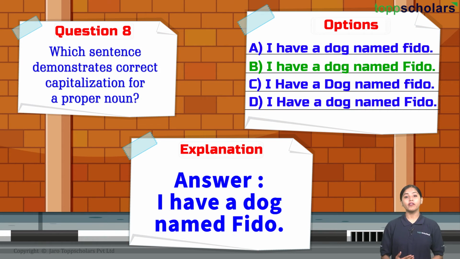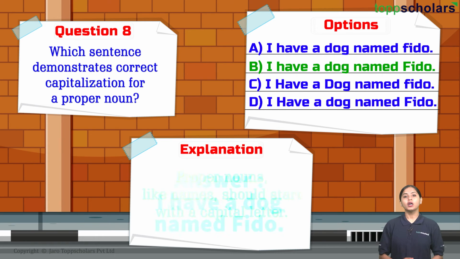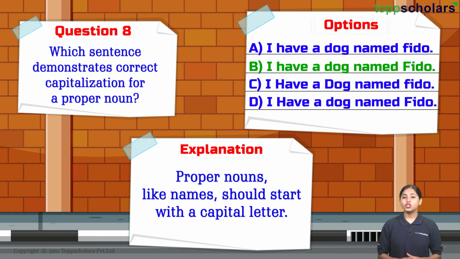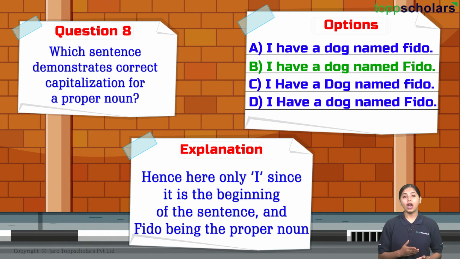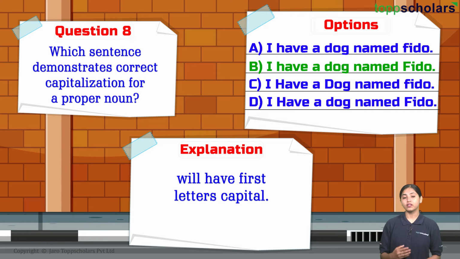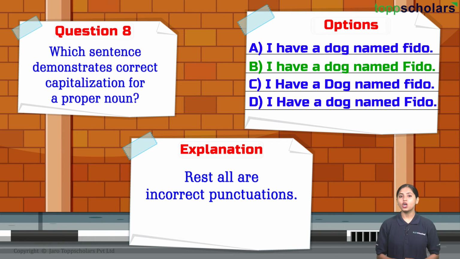Answer: I have a dog named Fido. Proper nouns like names should start with capital letter. Hence, here only I, since it is the beginning of the sentence, and Fido, being the proper noun, will have the first letters capital. Rest all are incorrect punctuations.